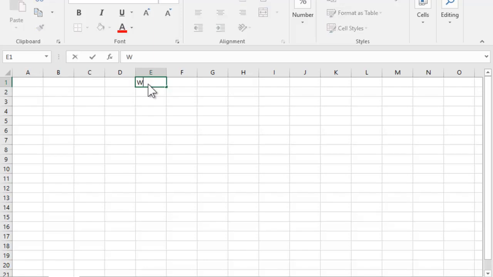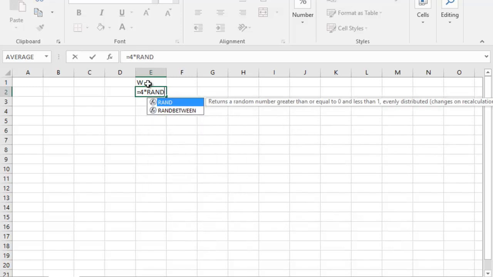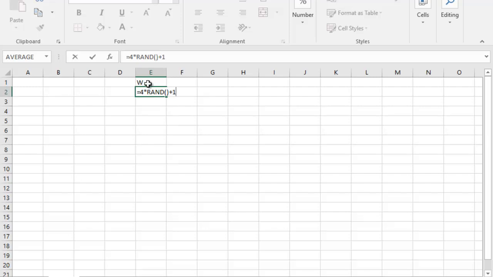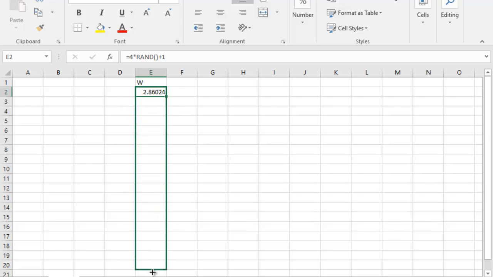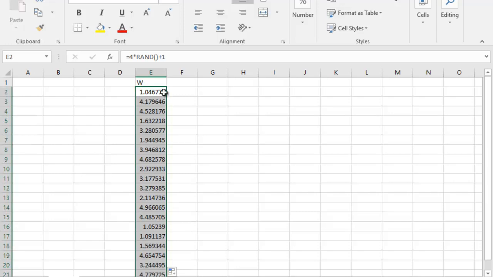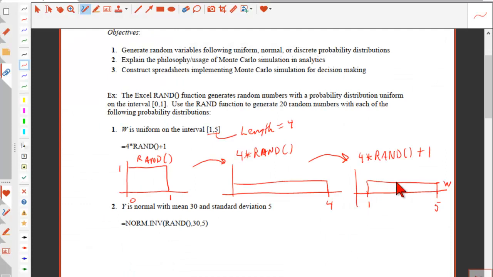And then let's put random variable w. And we said that we would like to implement this as 4 times a RAND command and then plus 1. So if I drag this down a ways, 20 rows or so, here are 20 random variables. You notice that they're all between 1 and 5. And if I were to make a histogram of these numbers, I would expect to see a roughly flat distribution like we asked for.